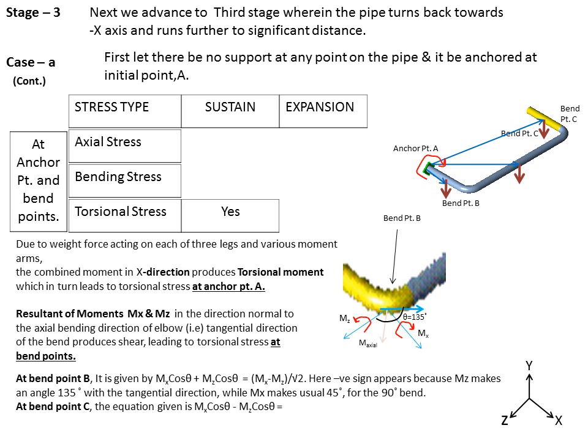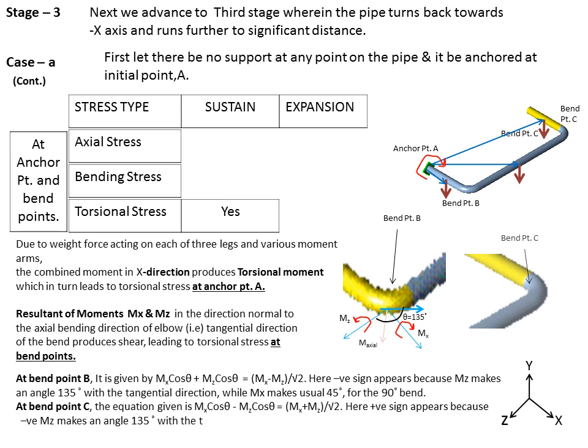At bend point C, the equation given is mx cos theta minus mz cos theta, which equals mx plus mz divided by root 2. Here the plus sign appears because negative mx makes an angle of 135 degrees with the tangential direction, while mx makes the usual 45 degrees for the 90 degree bend. So herein we have mz in the negative direction and mx as usual, and then we have the tangential component. So for this condition we have the equation given as mx cos theta minus mz cos theta.